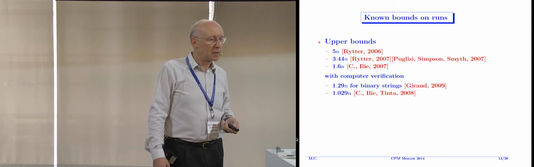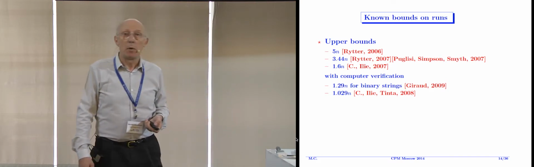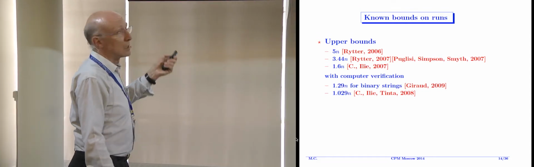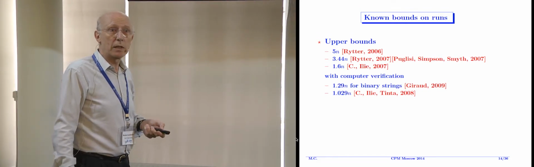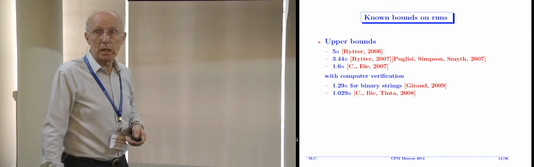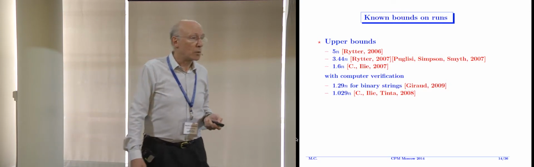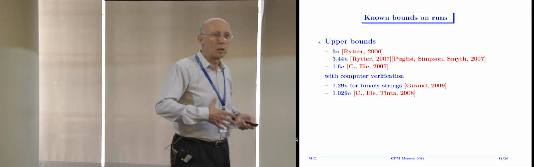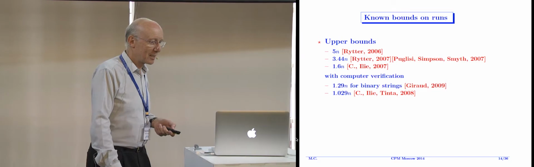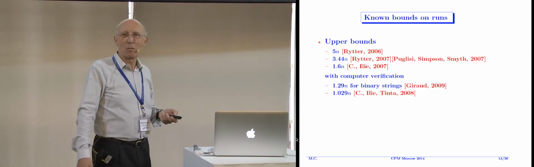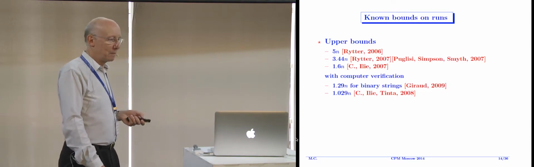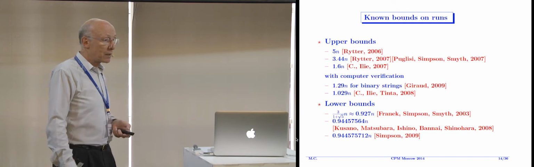So some upper bounds. And we have two types of upper bounds. We have upper bounds in papers, you can read them, you can check yourself. And some of the bounds are obtained after a computation. So if you believe that the program is correct, you can believe in the bound. If not, you can check the program yourself and make the experiment yourself. And there are also lower bounds on that.